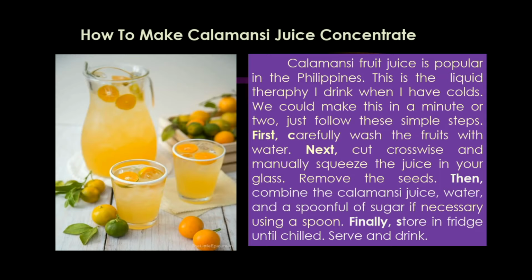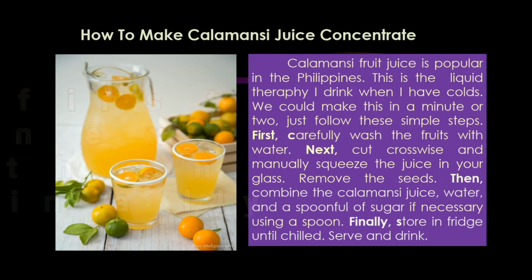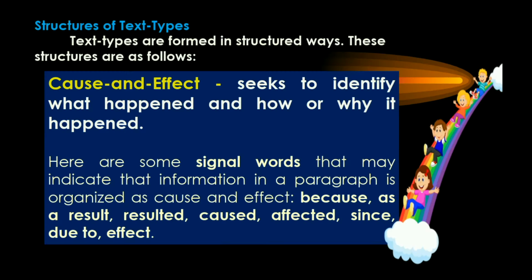First, carefully wash the fruits with water. Next, cut crosswise and manually squeeze the juice into your glass. Remove the seeds. Then, combine the calamansi juice, water, and a spoonful of sugar if necessary using a spoon. Finally, store in the fridge until chilled. Serve and drink. You can see on the screen there are signal words that were used in creating the paragraph. So we have first, next, then, and finally. Okay? So let's have this one.